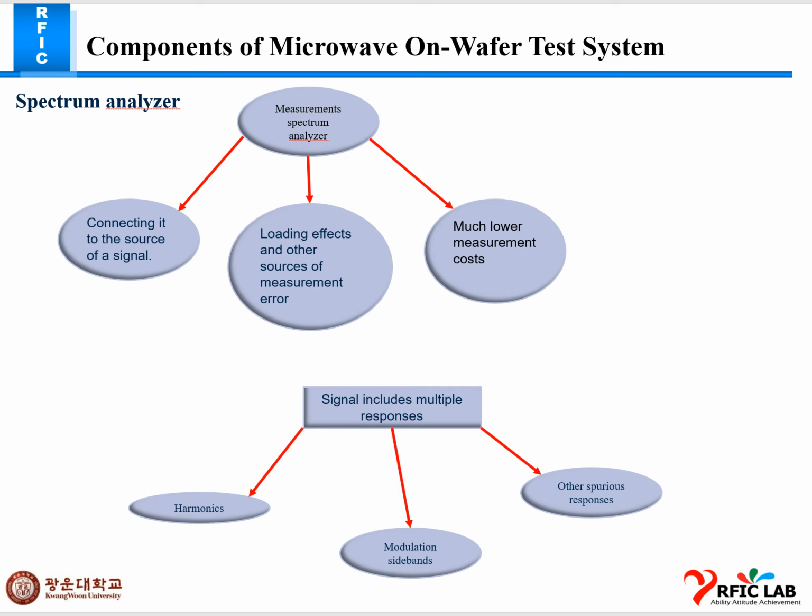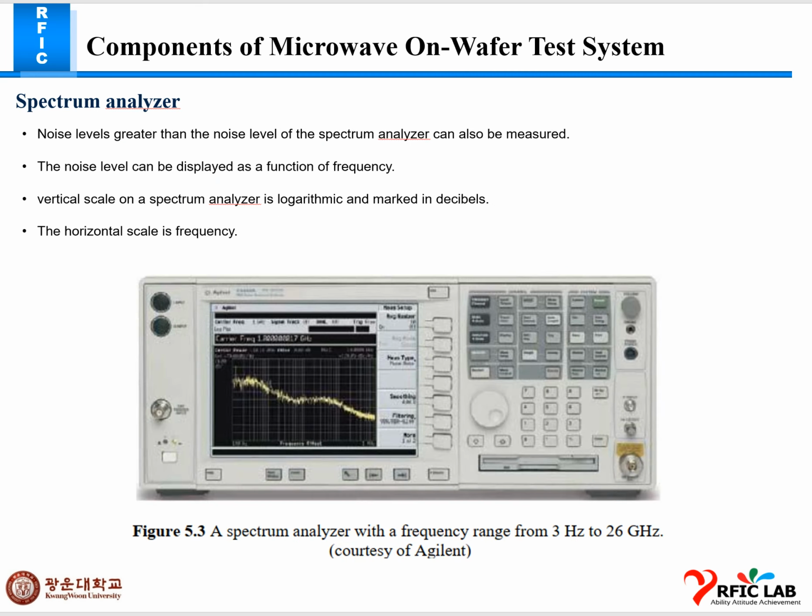In spectrum analyzer measurement, it includes connecting it to the source of signals. It has a loading effect and other sources of measurement error, and higher measurement cost, and signals which include multiple responses, harmonics, modulation, and other spurious responses.